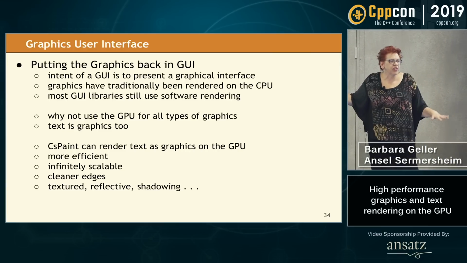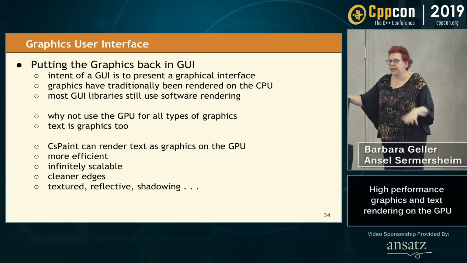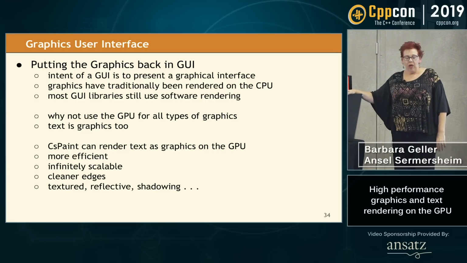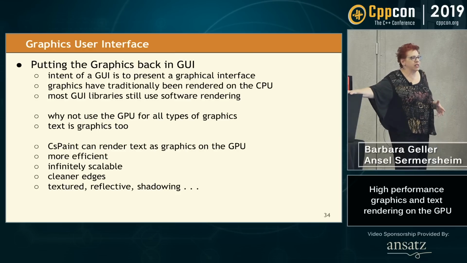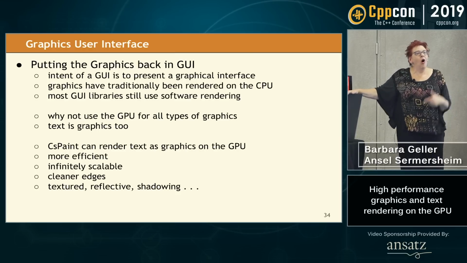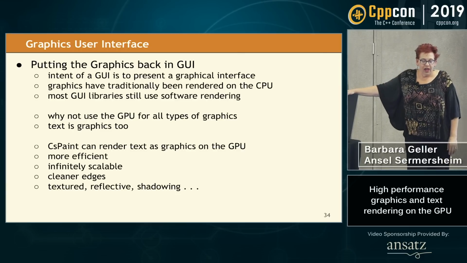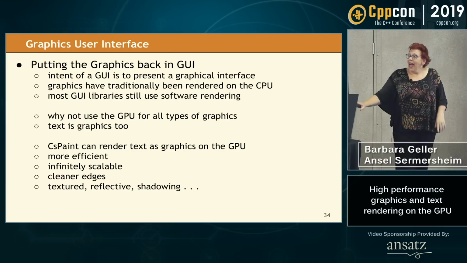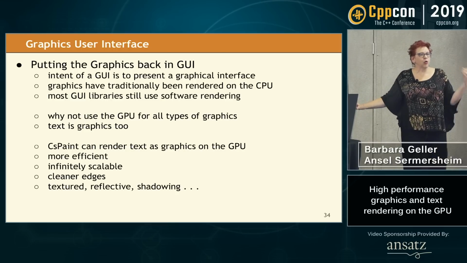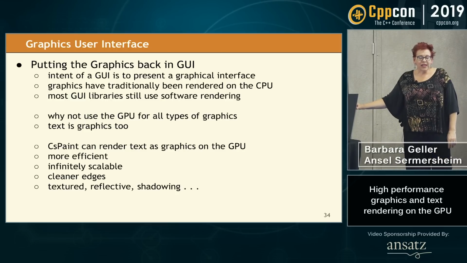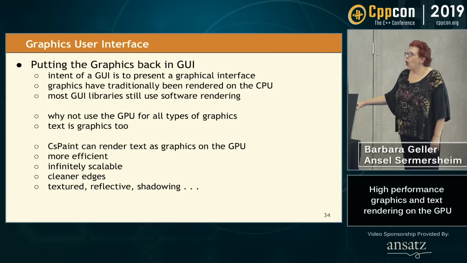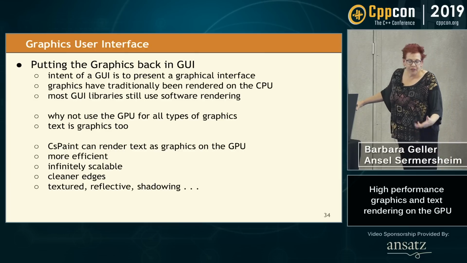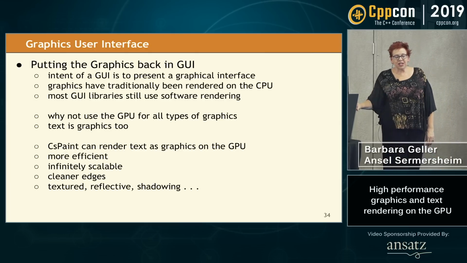So what's really important to us is putting graphics back in GUIs. Because we've lost graphics because we're rendering too much on the CPU. And the question is, how did we do this? Because text is just graphics. And CS Paint can render text on the GPU. It's more efficient and it has cleaner edges.